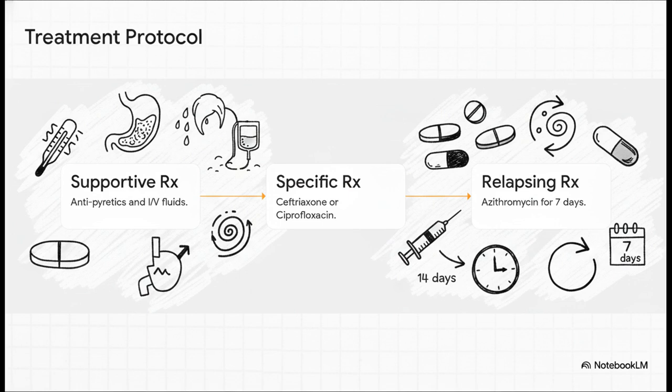Step 2 is your specific antimicrobial therapy. Your standard go-to regimens are either injection ceftriaxone 3 grams IV daily for 14 days or ciprofloxacin 750 milligrams twice daily, also for 14 days. Now, if you're dealing with relapsing or resistant typhoid, the drug of choice pivots to azithromycin, 500 milligrams twice daily IV, but just for a 7-day course.